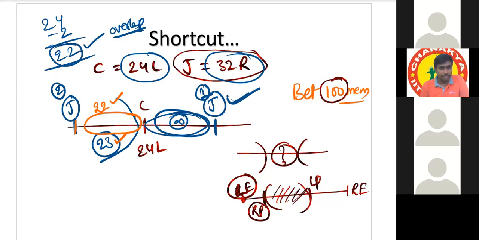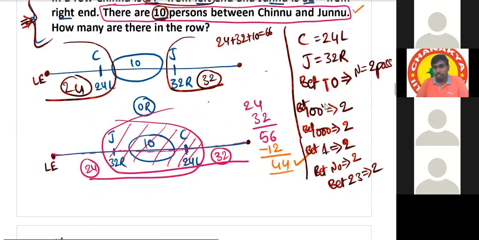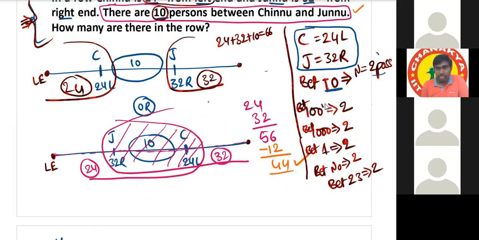Got it? Yes, sir. Now tell me, again I'm coming back to this one. Chinnu is 24th from left hand and Junnu is 32nd from right hand. Between 10 members, how many possibilities will you get? 2 possibilities. Between 100 members, only 1. You will not get 2 possibilities, only 1 possibility. What is that 1 possibility, overlap or non-overlap? Non-overlap.